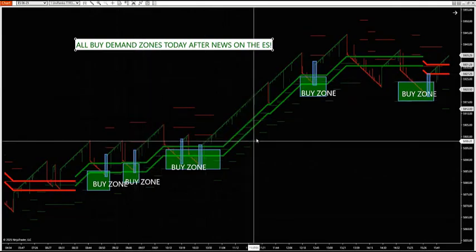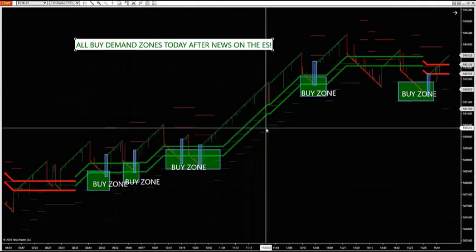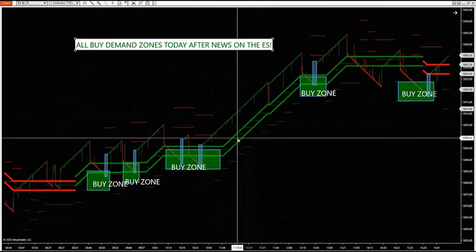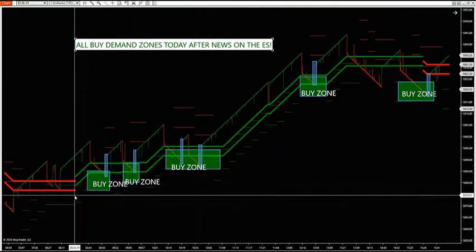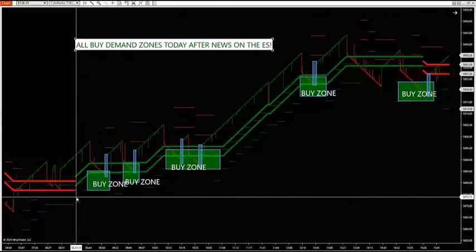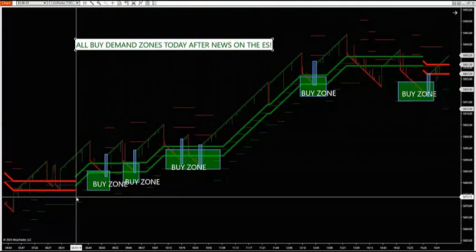zones, these little hashes. We're looking for pullbacks to buy if it's green. We're looking for pullbacks to sell when it is red. This is yesterday, right after news from 8:30. I want to look at the entire session to show you how accurate these zones can be and to incorporate it in your trading plan.